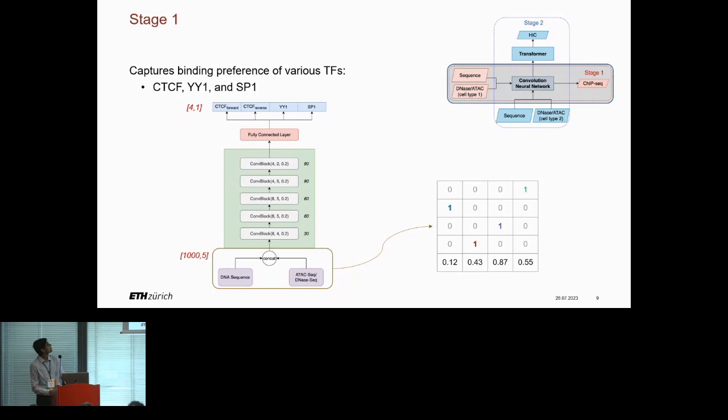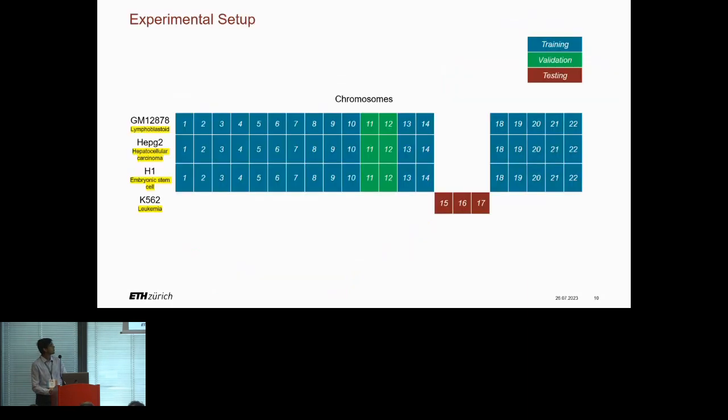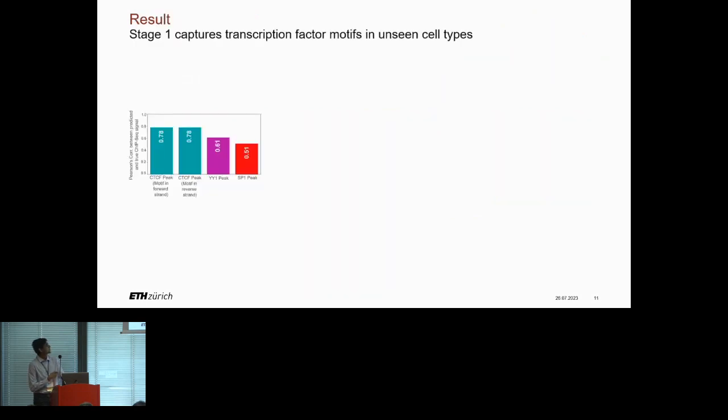To train this model, we divide the training and the testing data based on chromosomes and cell lines. So we take 3 different cell lines for training, out of which 2 are healthy cell lines and 1 is a cancerous cell line. And then we use a fourth held out cell line for testing on the unseen chromosomes 15 to 17. We show that stage 1 of the model performs well on CTCF, YY1, and SP1 for these held out chromosomes of the new cell type.